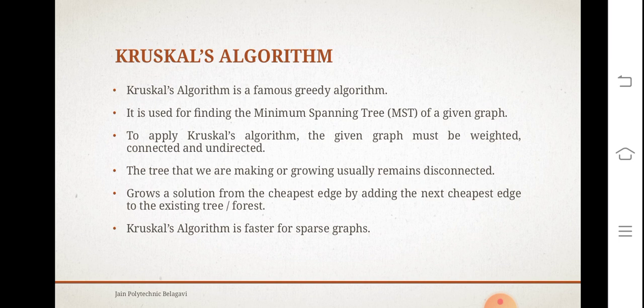Kruskal's algorithm is a famous greedy algorithm and it is used for finding the minimum spanning tree, that is MST, of a given graph. To apply Kruskal's algorithm, the given graph must be weighted, connected and undirected. The tree that we are growing usually remains disconnected and grows a solution from the cheapest edge by adding the next cheapest edge to the existing tree or forest. Kruskal's algorithm is faster for sparse graphs.